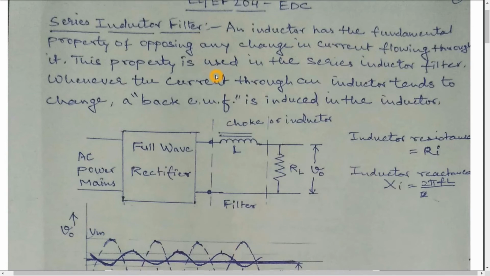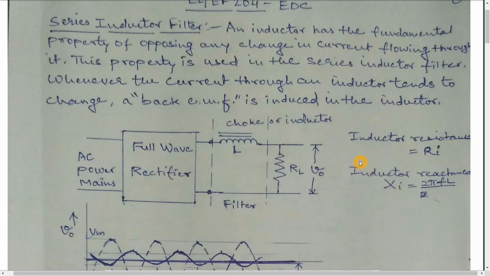Inductor की ये property होती है कि it opposes any change in the current which is flowing through it. Whenever the current through an inductor tends to change, a back EMF is induced in the inductor.